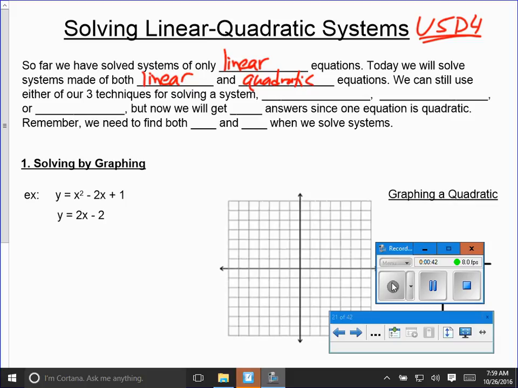So we can still use any of the three techniques we learned: graphing, and then algebraically solving by substitution or elimination.